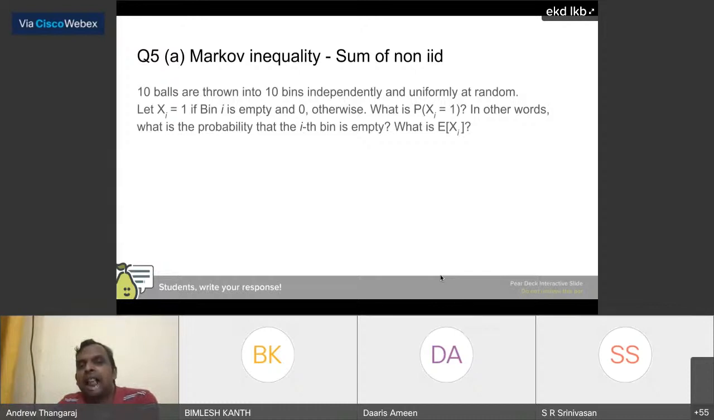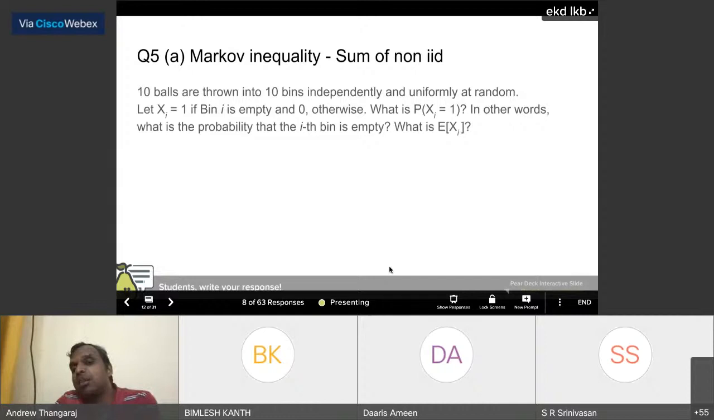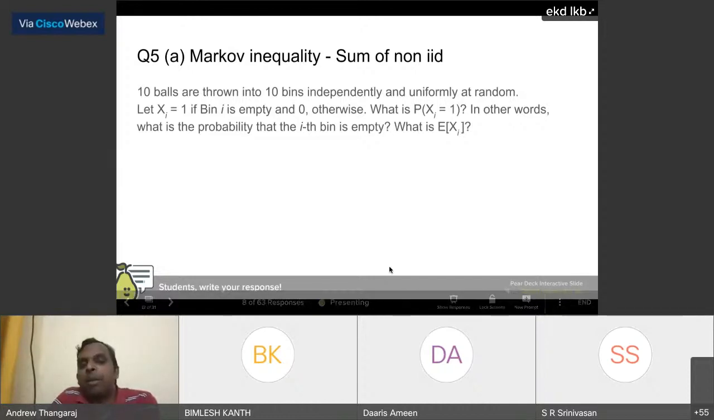After that, what should happen? Second ball should also not get into the ith bin. Third ball should also not get into the ith bin. If that repeatedly happens for all the 10 balls, then the ith bin will be empty. Otherwise, the ith bin will not be empty, right?